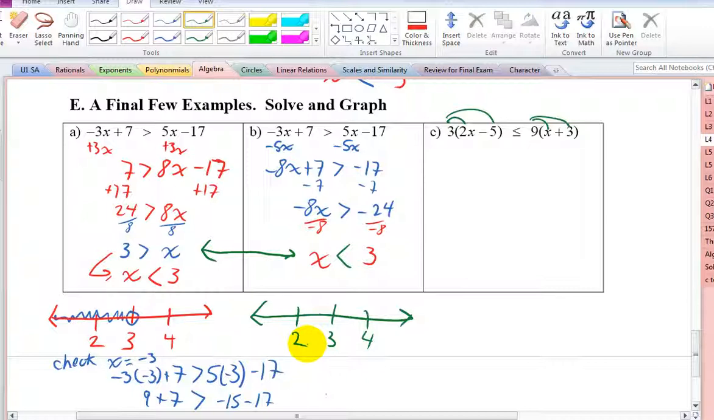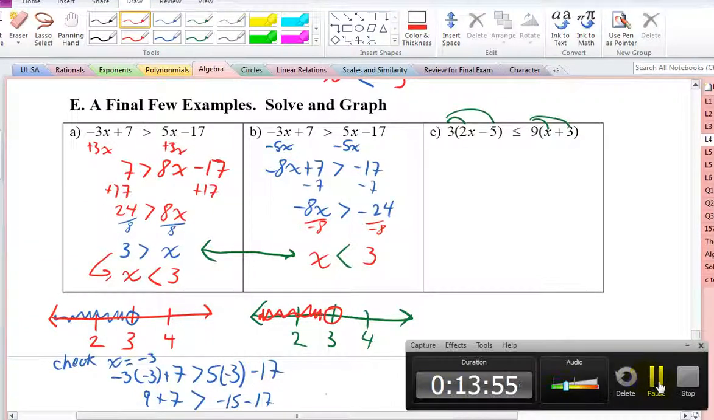Okay. So your boundary point in the middle, one number higher, one number lower. What kind of circle, open or closed? Open. Shaded in correct direction. Okay. Good. Okay, go ahead, do C now. Multiply in, move things away.